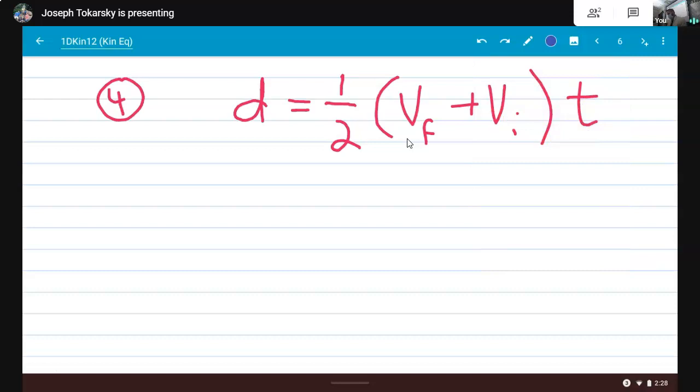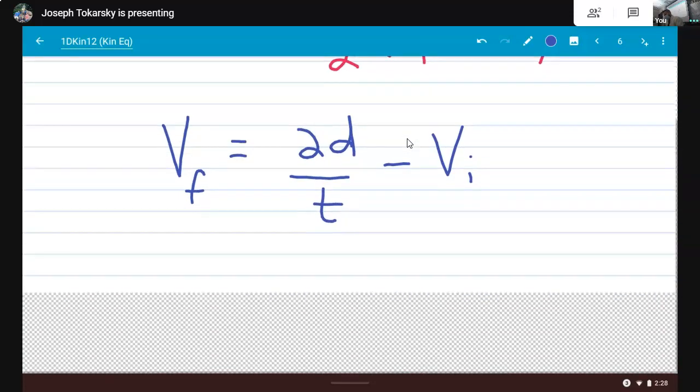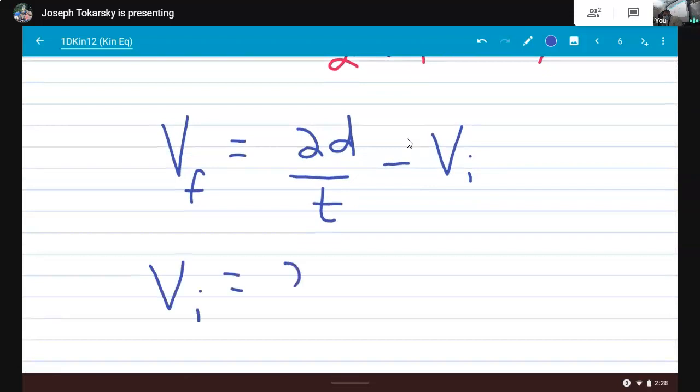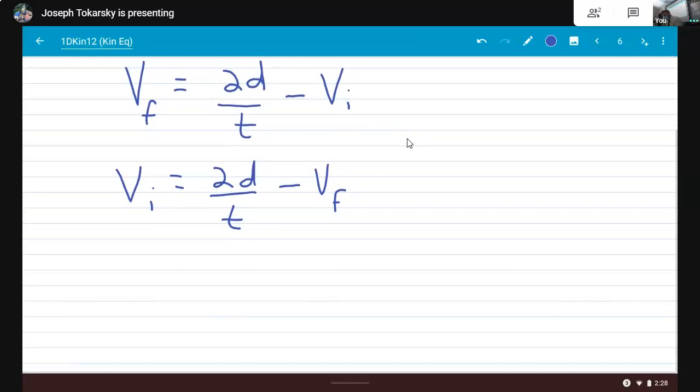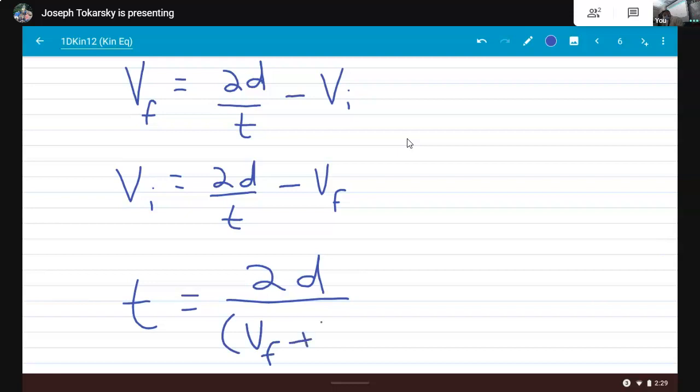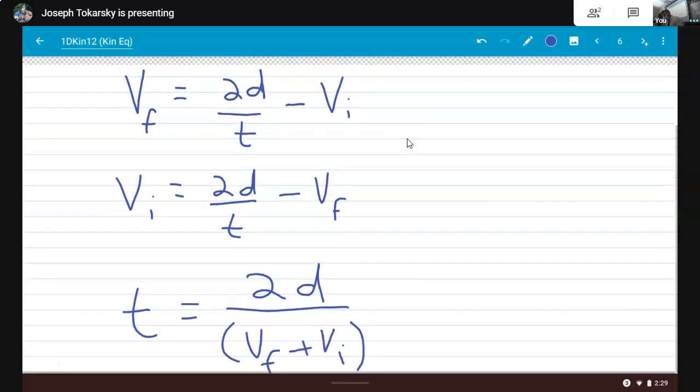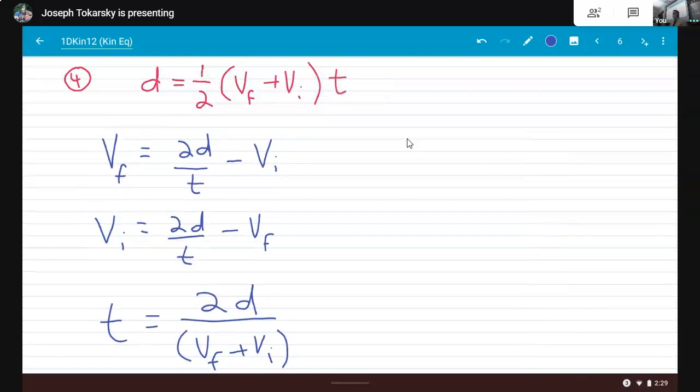All right, if I solve this one for final velocity, isolate it, it's going to be 2d over t minus vi. If I have to solve it for vi, it's going to be 2d over t minus vf, v final. And if I had to solve it for t, it would equal 2d divided by both of those added in parentheses. So that's every possible form of that equation. These four equations, any given one at a time, could handle most acceleration problems, probably all the ones we're going to handle in here.